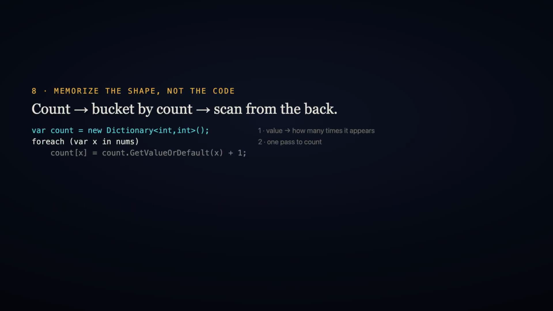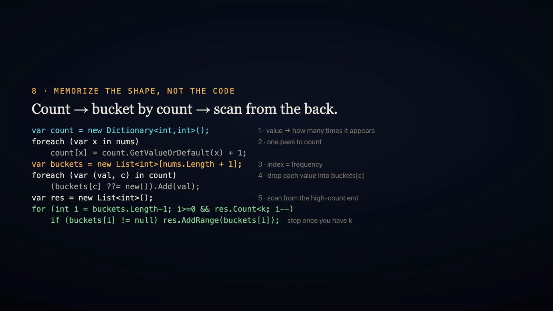And here's the shape worth keeping. Don't memorize the code, memorize this. Count the values into a map. Make a bucket array sized n plus 1. For each value and its count, append the value to the bucket at that count. Then walk the buckets from the back, adding values to your answer until it holds k. That's it. The pattern underneath is bigger than this one problem. When your key is a small, bounded integer, indexing by it beats sorting by it. That's bucket sort, and it shows up everywhere.